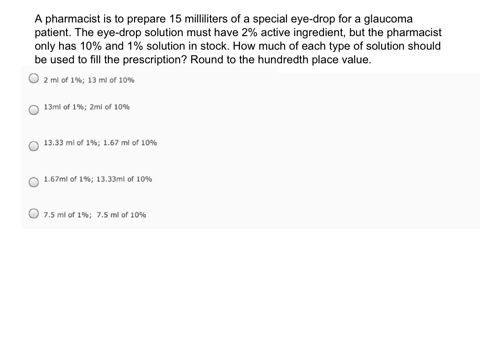So to begin, we must set up a system of linear equations. And we know that each of the solutions, when added together, must result in 15 milliliters. So this first equation represents the amount of milliliters in each.